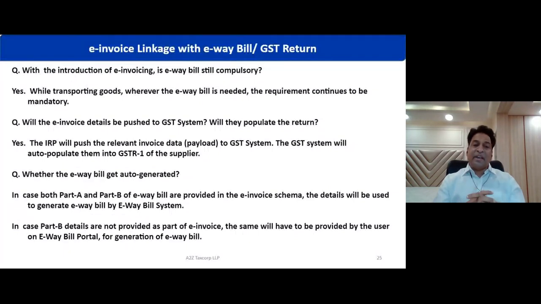Next question, e-invoice details to be pushed to the GST system: will they populate the return? Yes. This is going to auto-populate in my GSTR1, Table 4, Table 6, Table 9B, Table 12. Will the e-way bill get auto-populated? Part A normally gets auto-populated. If you have filled in the particulars of transporter ID, mode of transportation, truck number, etc., then Part B also gets auto-filled, and instantly you can generate your e-way bill.